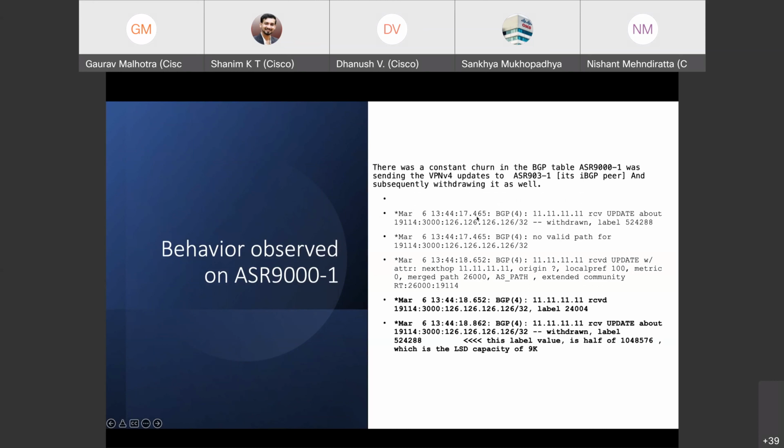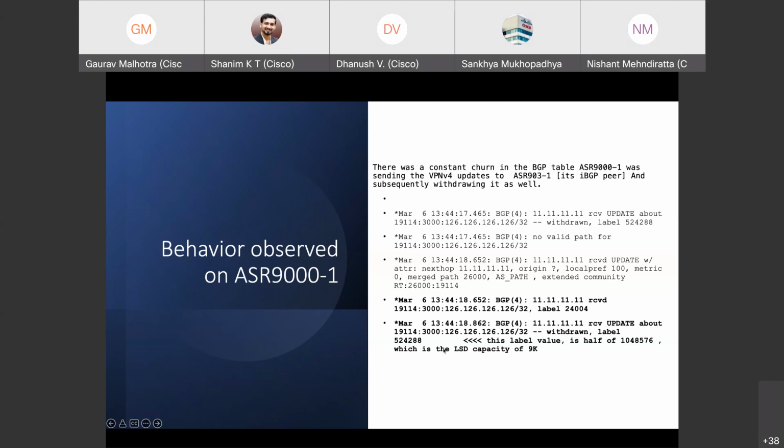So this was taken on the ASR 903-1. Okay, a debug of the BGP update in command. And you can see that there are repeated withdrawals for this prefix, which is initiated by the DUT, the ASR 9K. Right? And you can see there is a received label value, but then there is a subsequent withdrawal.